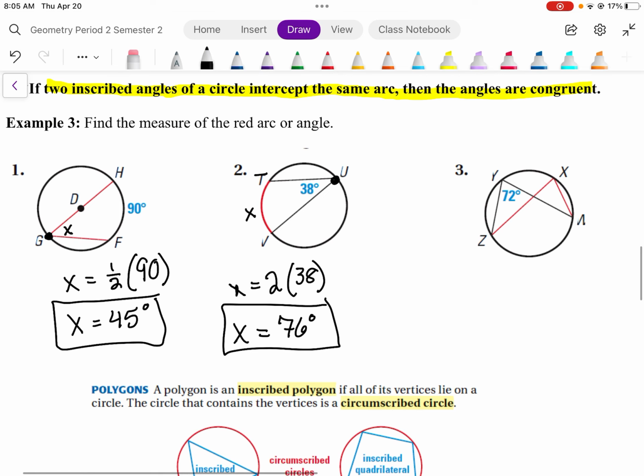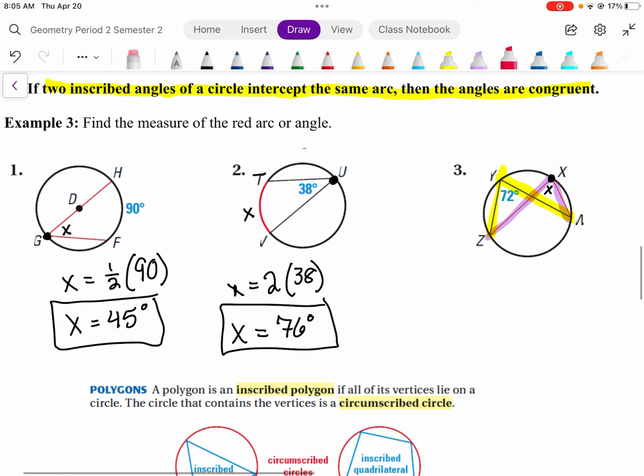In the last one, number 3, we're looking for this angle up here on the right side. And you'll notice that the angle they give us is 72 degrees. Those two angles cut off the same arc. So whenever they cut off the same arc, that means they are congruent to each other. So for this one, all we have to do is put x is equal to 72.